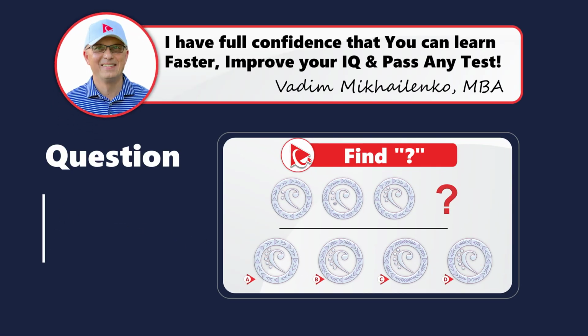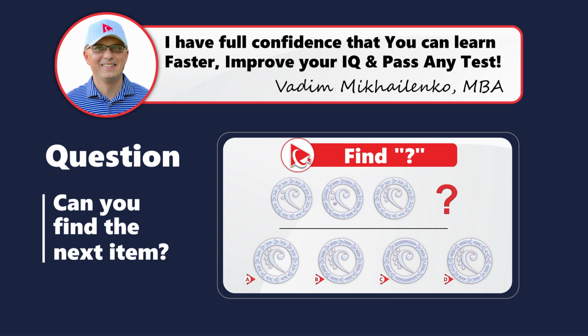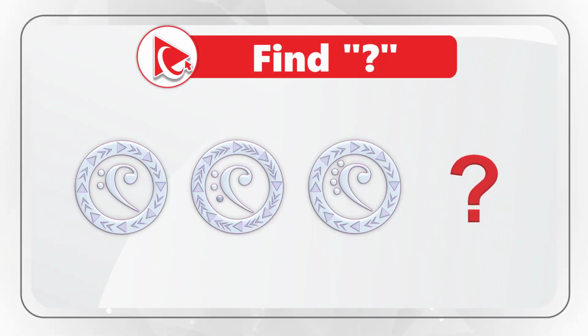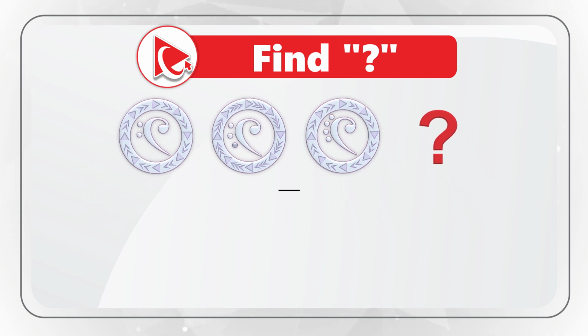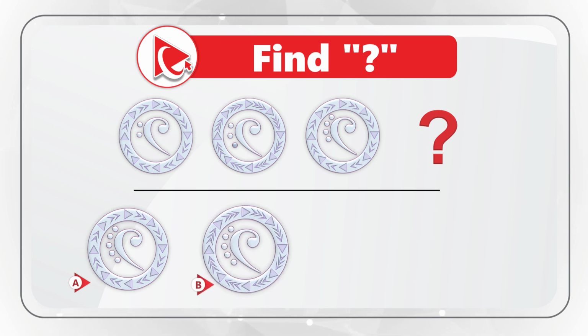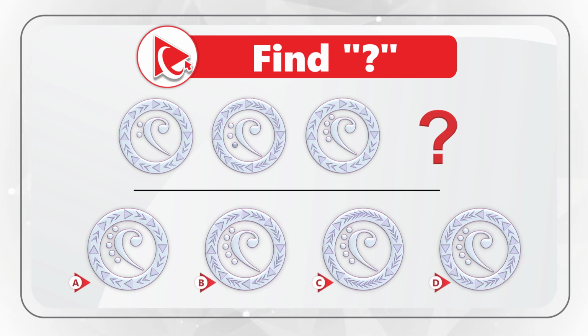Let's look at the very interesting question, which really makes you think. You're presented with 3 shapes, and the 4th shape is missing. You need to select the missing shape out of 4 different choices: A, B, C, and D. Take a close look at the pattern of shapes to see if you can come up with the solution.